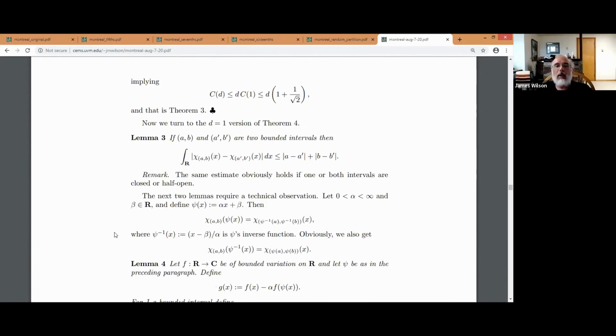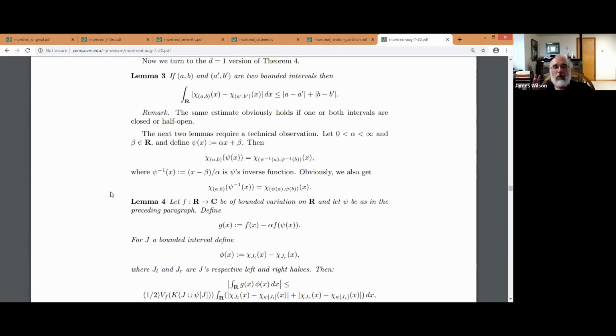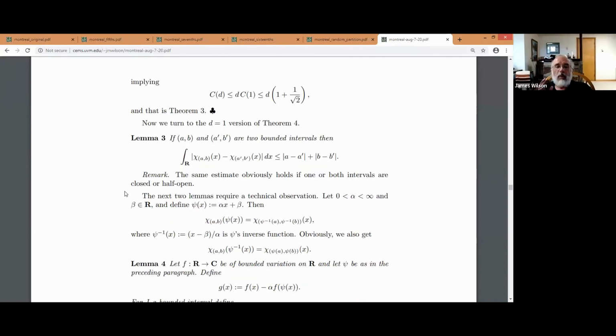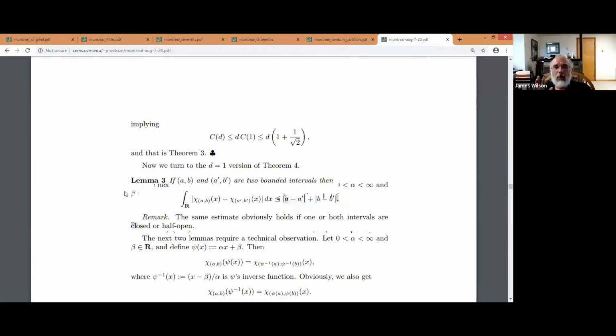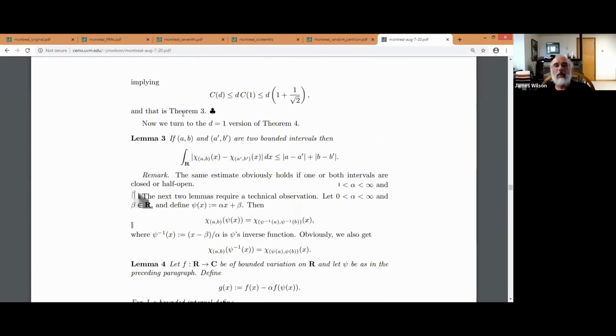Well, I'm really running out of time badly here. Let me just say a word about what happens in Theorem 4. Theorem 4, that is the one with the perturbations. Basically, it turns on this little lemma.